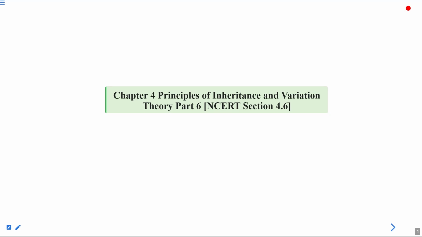And today we'll be discussing the theory related to the chapter Principle of Inheritance and Variation. So in today's session we'll discuss NCERT section 4.6, which is sex determination, and this is part 6 of the lecture.